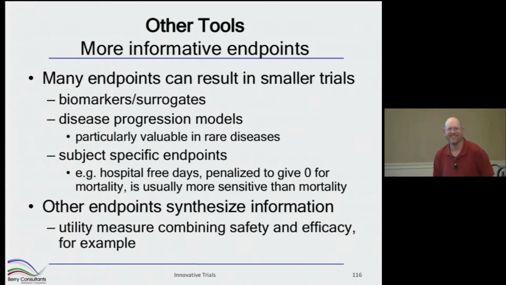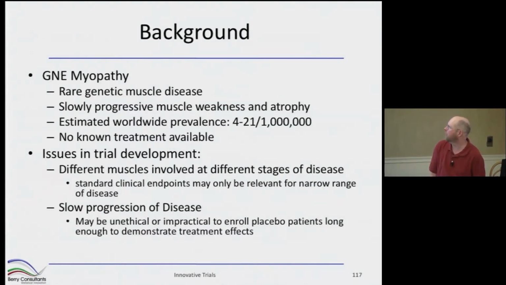Okay. So I want to talk about rare diseases and more informative endpoints. I'm going to do this by way of an example. This is a myopathy, which many of you may know more about than I do. Essentially, this is a progressive disease where your muscles are gradually replaced by fat. It goes essentially from your feet up. Early in the course of disease, you lose muscles around your ankles. It moves up to your knees, through your hips, through your arms, and it is eventually fatal.